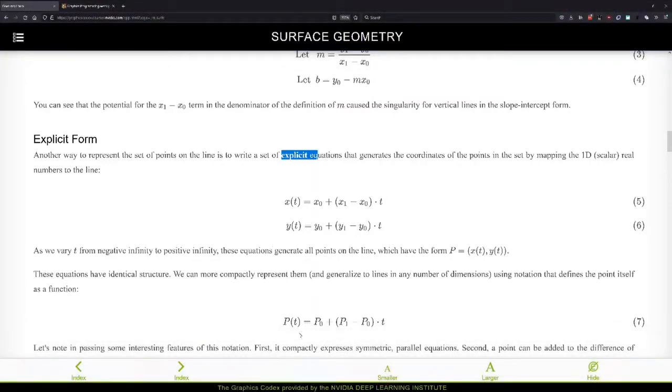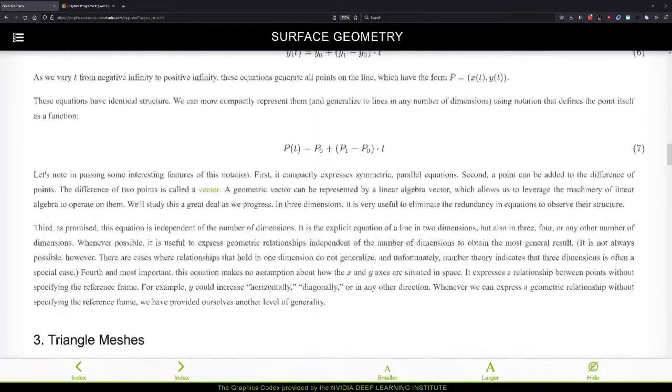So we're starting to do something very vector-like with p0 plus (p1 minus p0) times t. Oh, there's a big block of text here. This is introducing vectors. The difference of two points is called a vector. A geometric vector can be represented by a linear algebra vector, which allows us to leverage the machinery of linear algebra to operate on them. Very useful to have vectors.